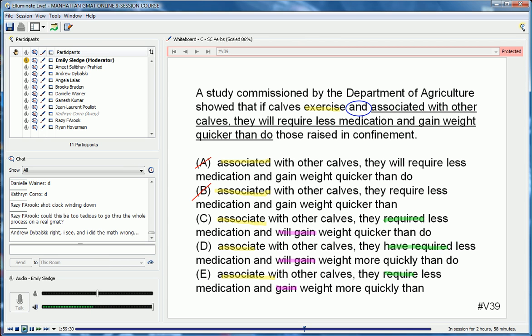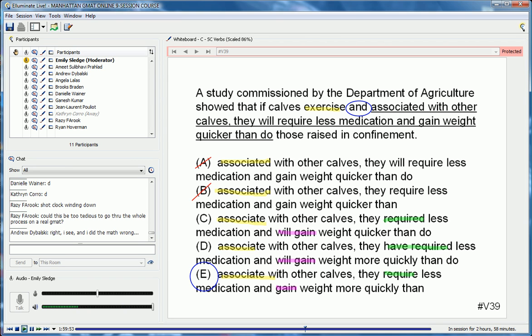For example, if something happens in the present, you might make a prediction. Then something else will happen in the future. So it's not automatically the case that will gain is wrong, but will gain certainly does have to match the tense of required. So we don't have will required offered to us. It happens to be that all four of these then are the same tense, and E is the right answer.